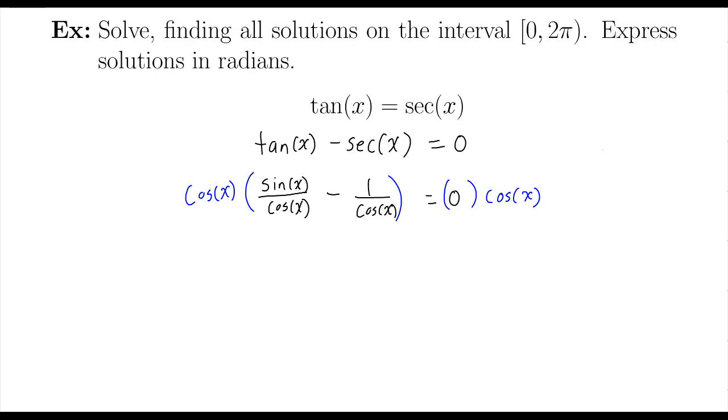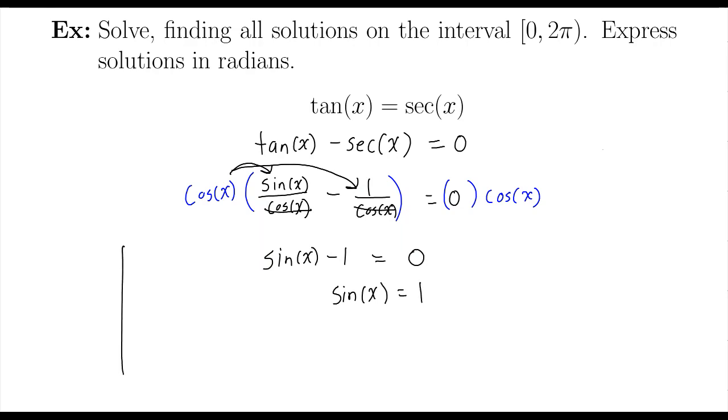Okay, so anyway, when I multiply everything by cosine of x, it multiplies here and cancels out that one. It multiplies here and cancels out that one to leave me with sine of x minus 1 equals 0. Oh, that looks pretty easy. Add 1 to both sides. Sine of x equals 1.